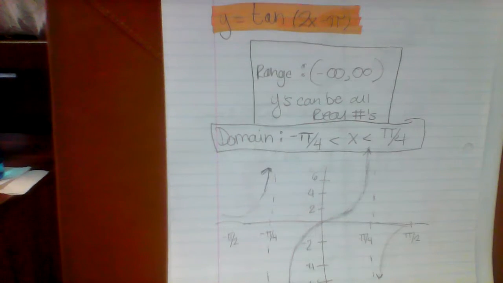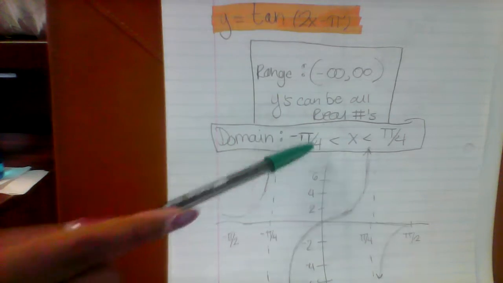And so, again, the range is negative infinity to infinity because the y's don't stop. They can be all real numbers. And the domain is negative pi over 4 to pi over 4. And of course, if you were writing it in interval notation, it looked like this.